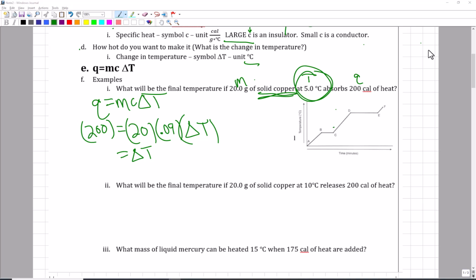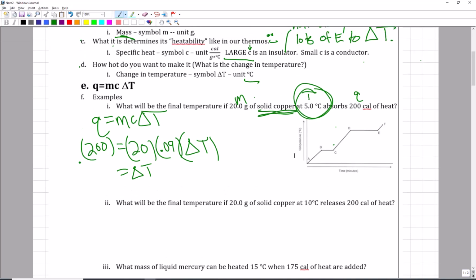Sorry about that. My oh no was my calculator had dead batteries. But 200 divided by 20 divided by 0.09 equals delta T, which is 111 degrees Celsius. Now that's how much it changed, okay? It's going to absorb the heat, so it's going to go up.